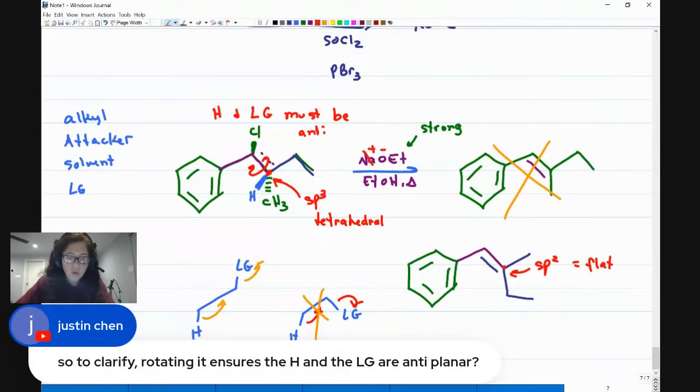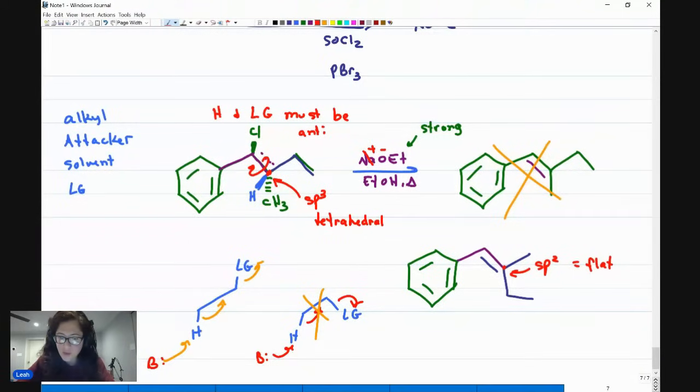To clarify, rotating to ensure the H and the leaving group are anti. Yes, they have to be anti to each other. Exactly. How do we know which Cl is the leaving group? There's only one chlorine, and so I only have one option.